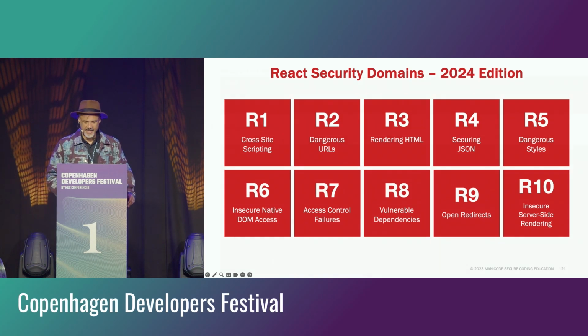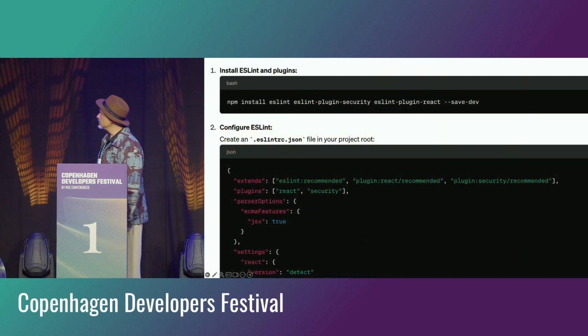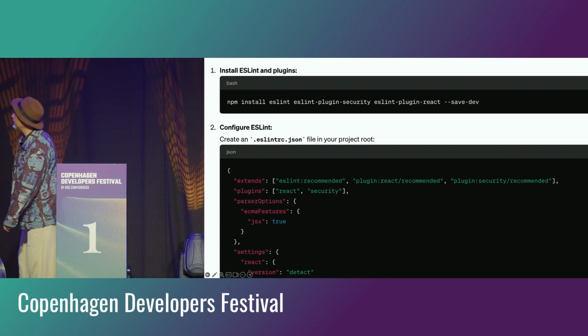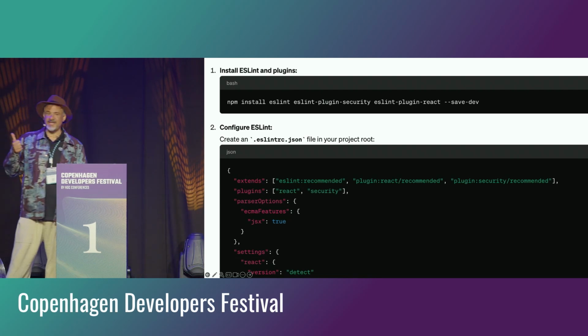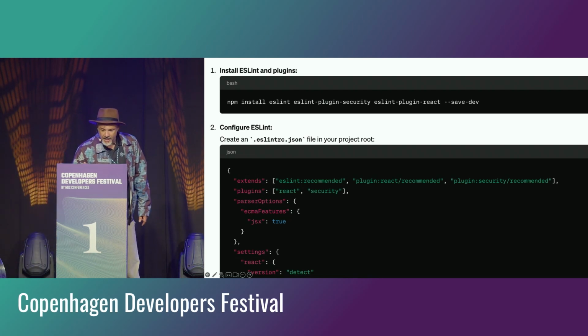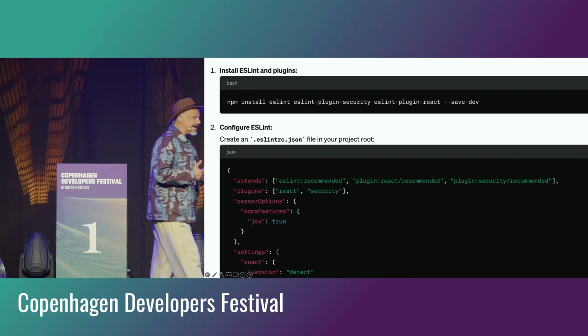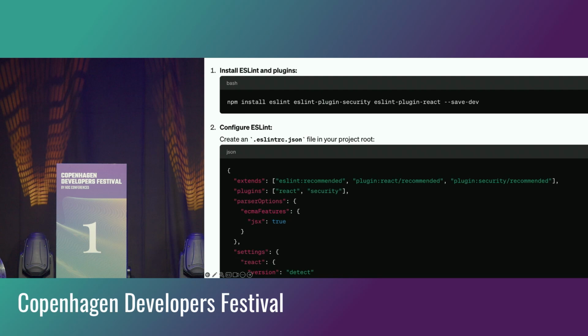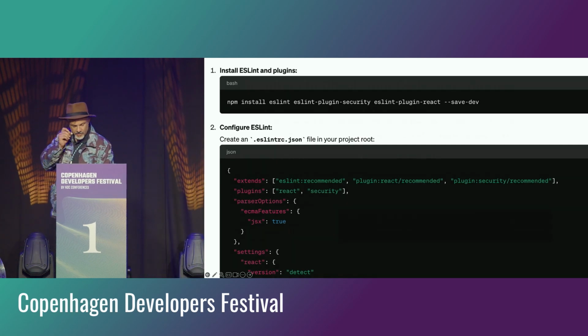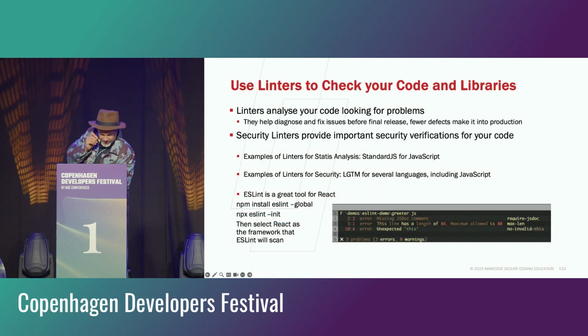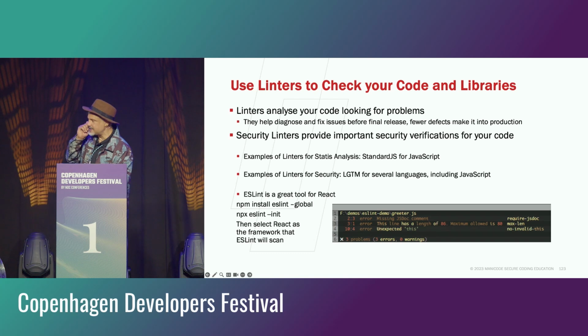I hope this presentation was of use to you. A few last notes. Use ESLint. I use ESLint with the ESLint security plugin and the React plugin, and for free, it will pick up a lot of these issues and flag it during development that I'm making this mistake. The earlier you find these problems, the better by far. And so again, use a linter to check your code. I think ESLint is the best.